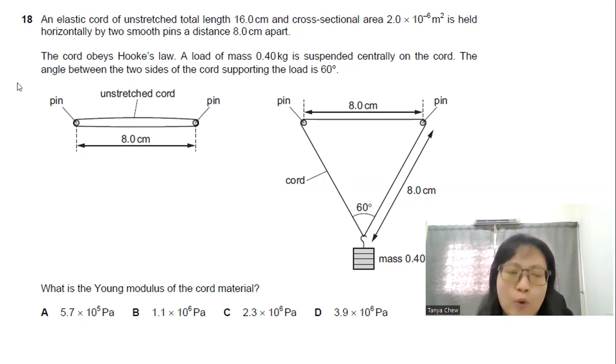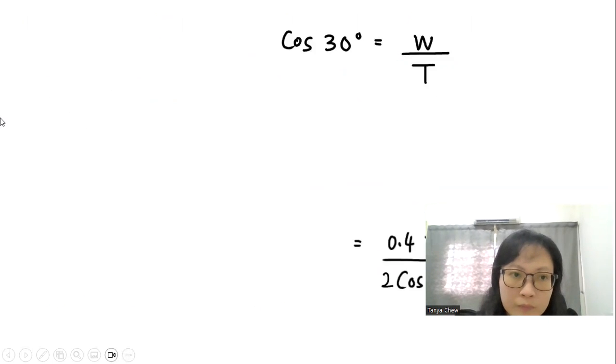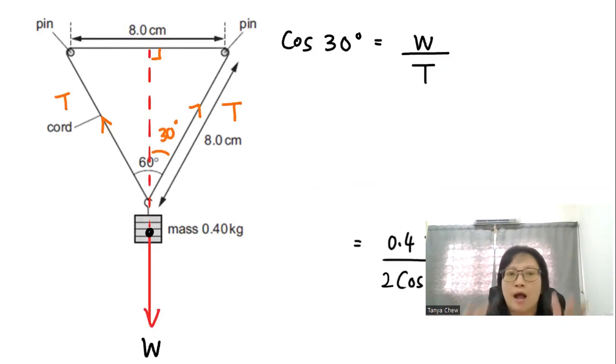1-2, question 18 as well. Now, okay, I am going to solve it right now. First of all, I put out all the forces that are acting on the system.